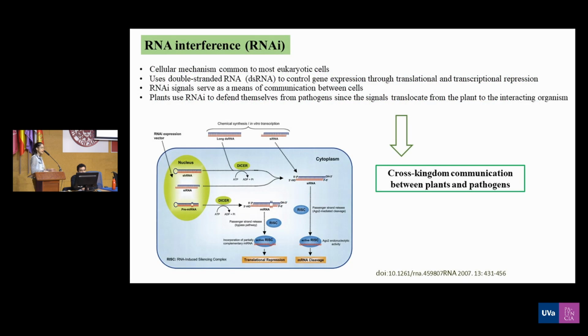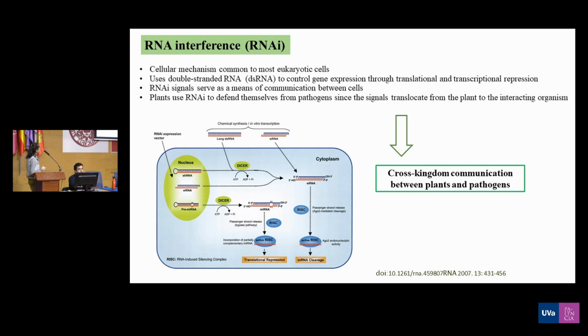So first, let me explain a little bit what RNA interference is. From now on, RNAi. This is a cellular mechanism that is present in most eukaryotic cells. Basically, what this mechanism does is use double-stranded RNA to control gene expression through translation and transcription repression. So how does it work?